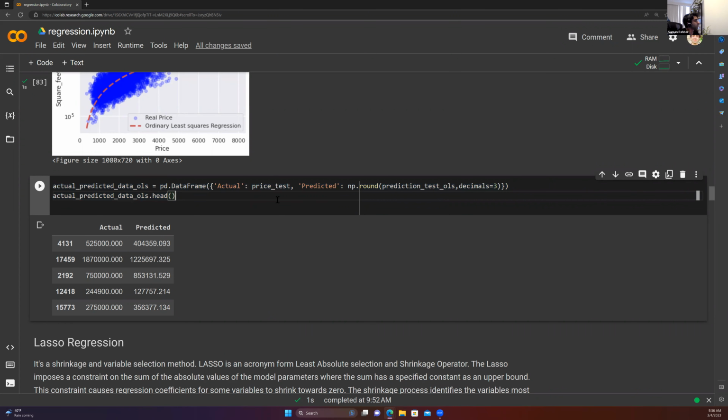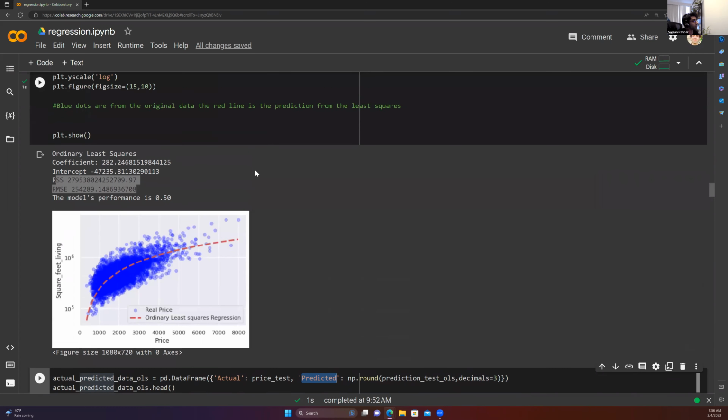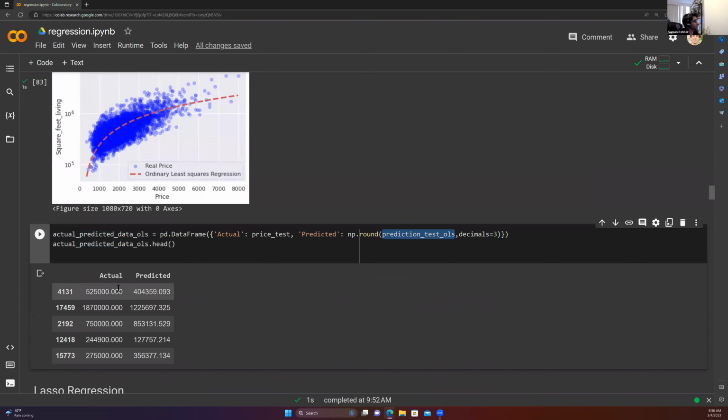So here I'm doing the same. This is the actual price, and this is the predicted price. The predicted price that's coming from this linear regression model. So you would see that the actual price is this, the predicted is this. So they're different. And as we reduce the error term, they would get closer. As we optimize the model for better performance, these two terms, the actual and predicted, should get closer to each other. And that's what we want.